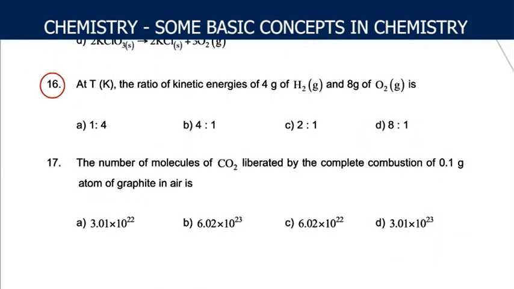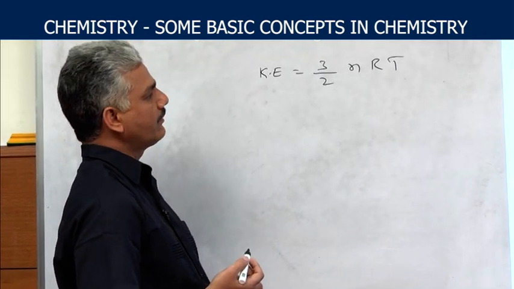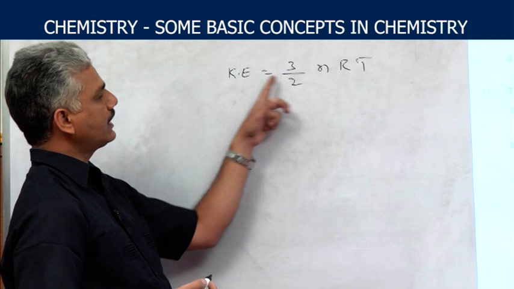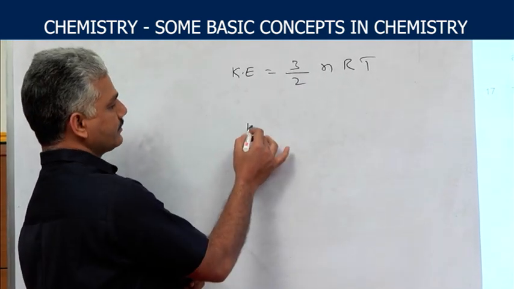For the 16th question, at T Kelvin, the ratio of kinetic energies of 4 grams of hydrogen gas and 8 grams of oxygen gas is? The kinetic energy of a gas is calculated by using the relation 3/2 nRT. In this, n represents the number of moles. When temperature is kept constant, kinetic energy is directly proportional to the number of moles.